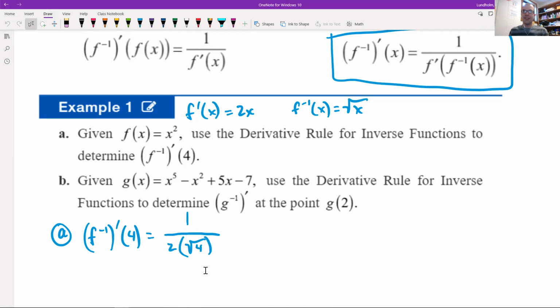And this is what it looks like when you compose them. That's just 2 times x. And when you work this out, you get 1/4. Yeah, this is kind of a long way to say that when you find the derivative, or like the slope of the tangent line of the inverse function, which is the square root of x, at x equals 4, the slope of that tangent line is going to be 1/4.